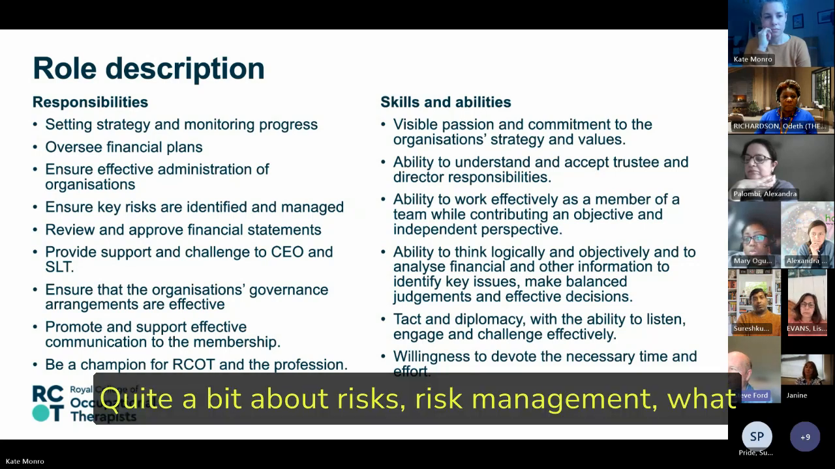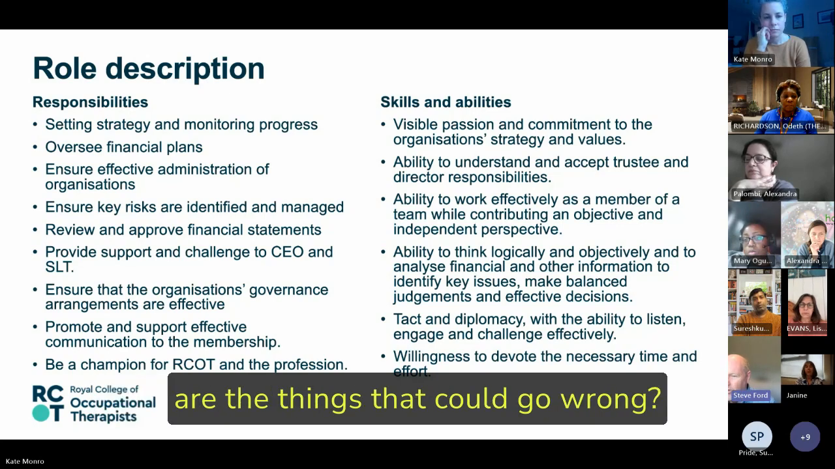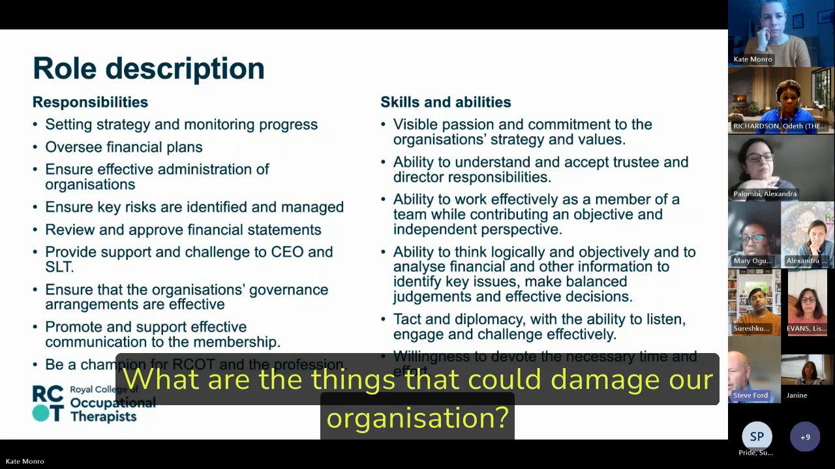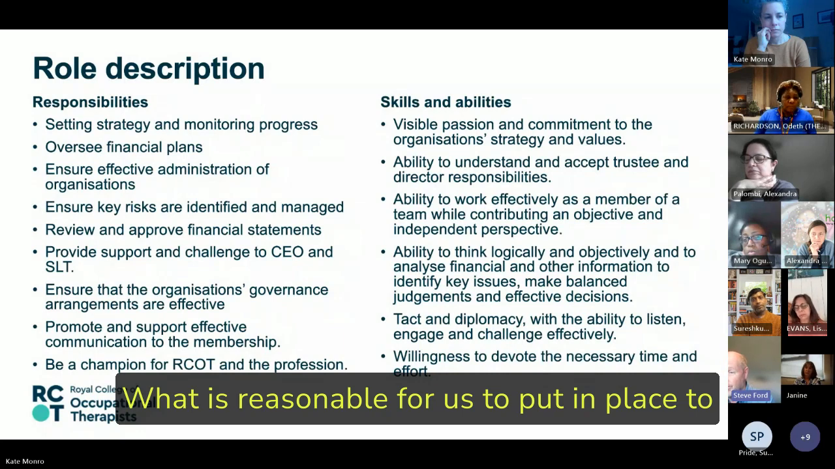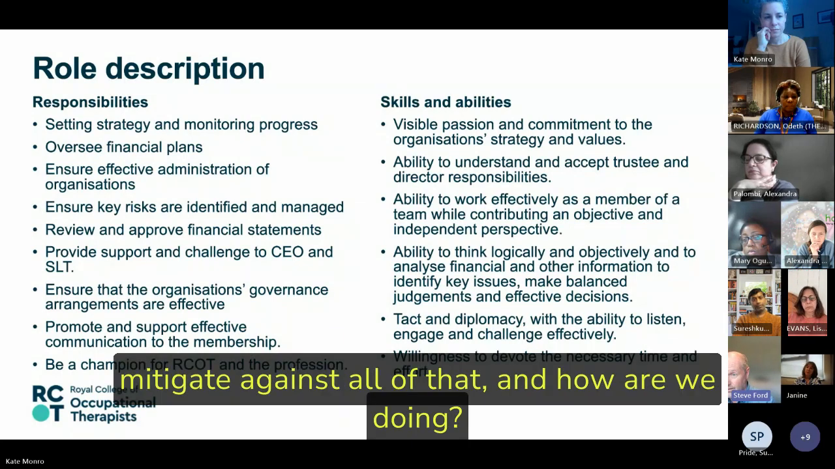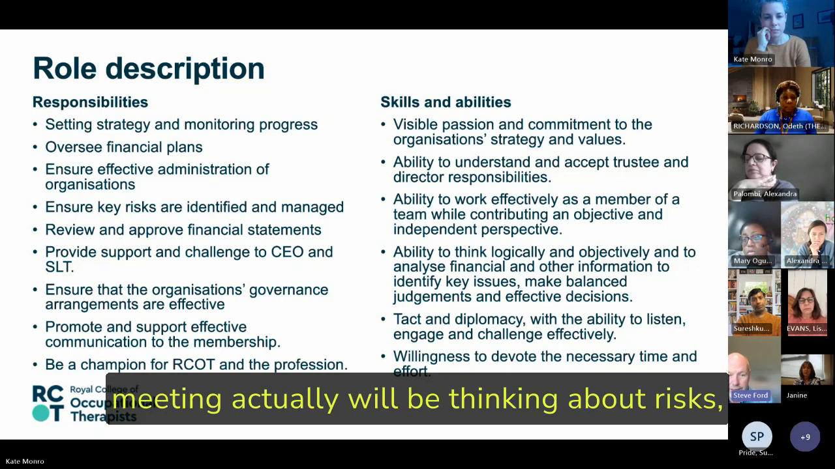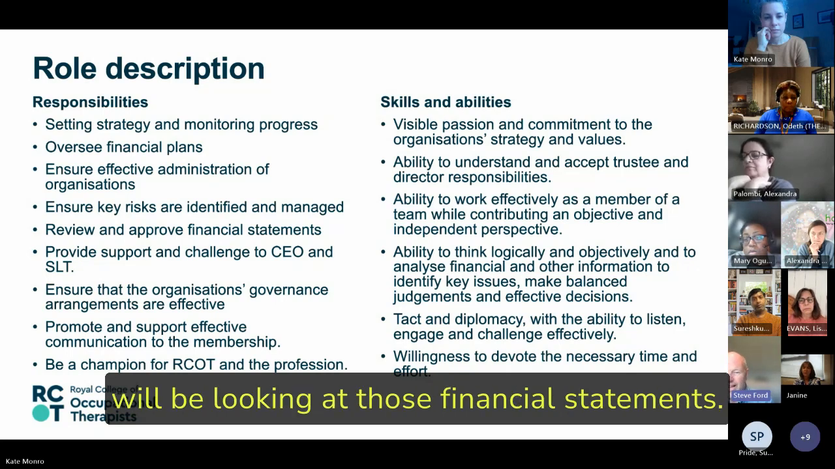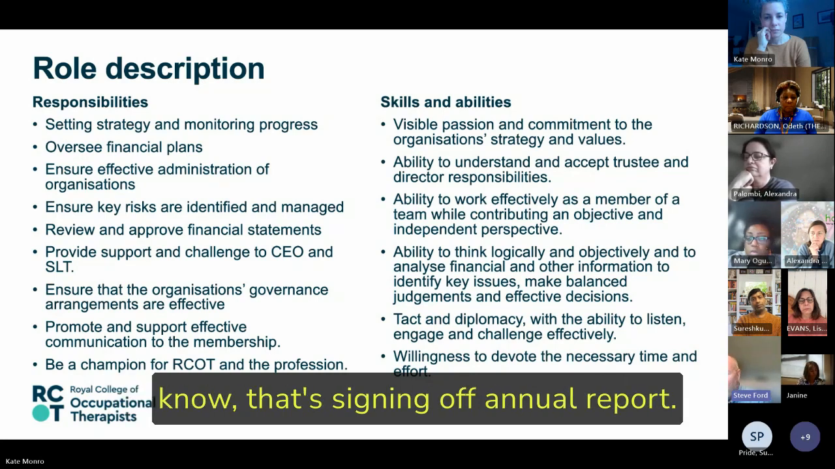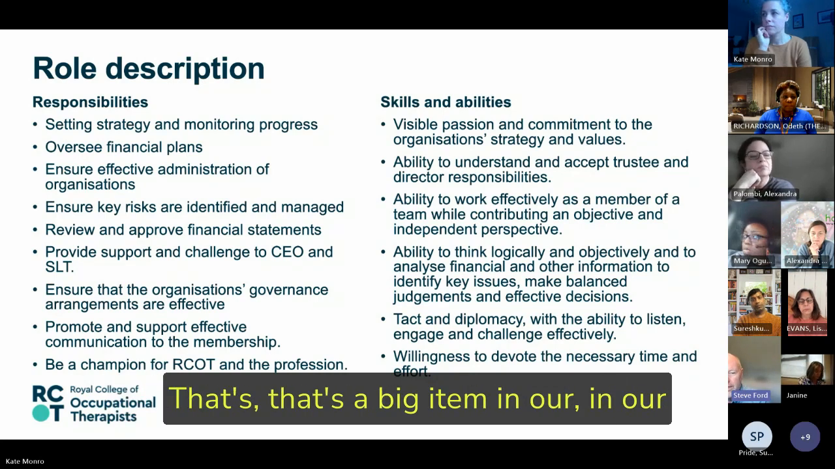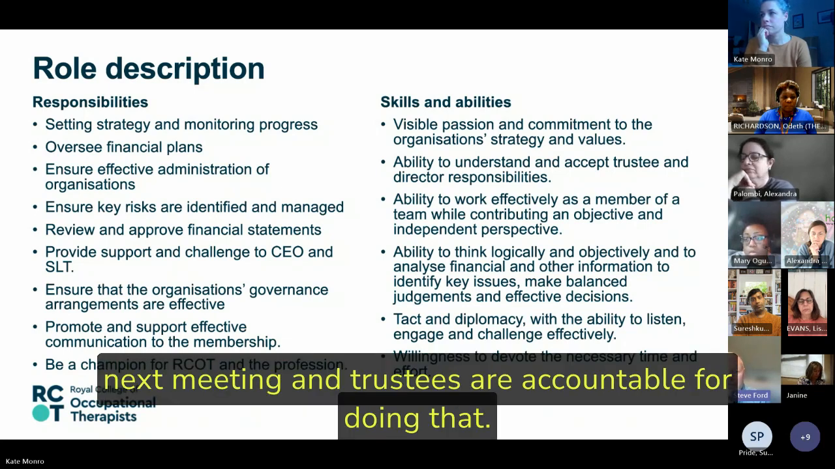Quite a bit about risk management. What are the things that could go wrong? What are the things that could damage the profession? What are the things that could damage our organization? What is reasonable for us to put in place to mitigate against all of that? And how are we doing? So again, a big chunk of every meeting we'll be thinking about risks. We'll be looking at those financial statements, and that's signing off annual reports. That's a big item in our next meeting, and trustees are accountable for doing that.